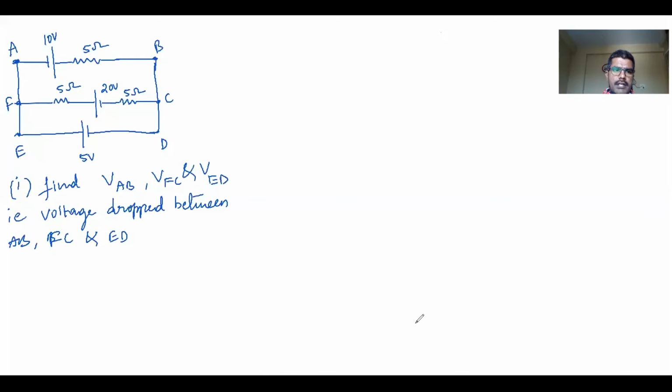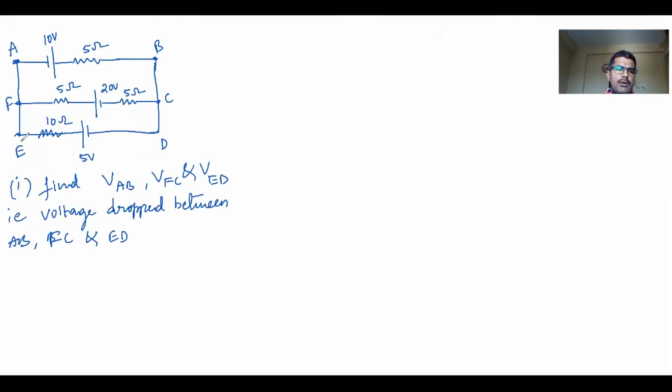Students, we have got one question here. We have three batteries in the circuit: 10 volt, 20 volt and 5 volt. And there are three resistors of equal values, 5 ohm, 5 ohm and 5 ohm. And let me take one more resistor here, and this is 10 ohm. These are the values of batteries and resistors given in the problem.